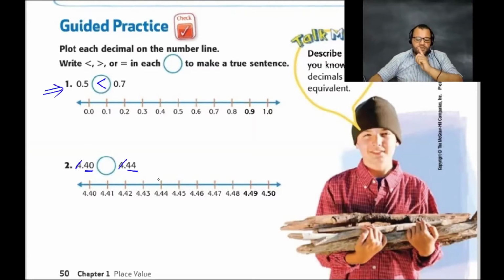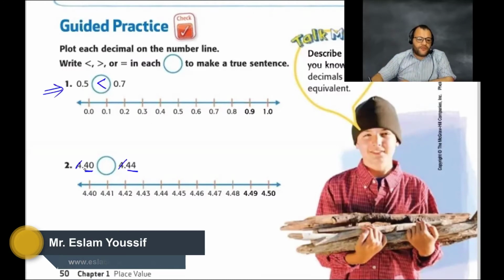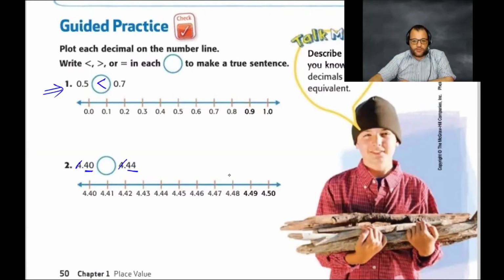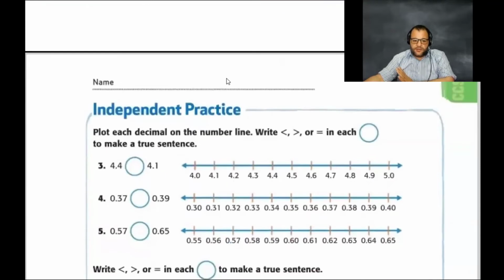Same number of digits. They have the same number of digits. So now we can compare. If they have the same number of digits, we can compare. If they haven't the same number of digits, we can't compare. So now we need to compare 40 and 44. 44 is bigger than 40. You understand it now? Is it clear?